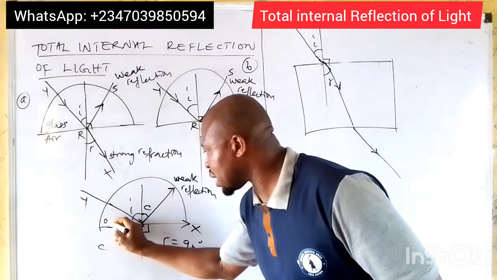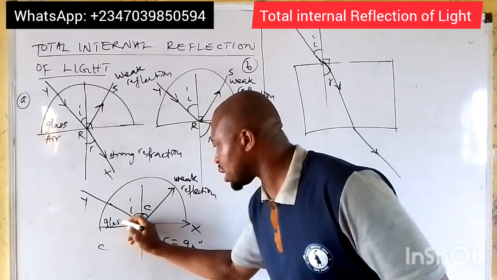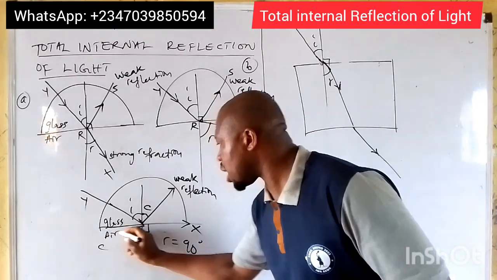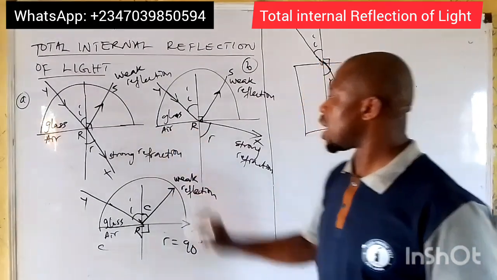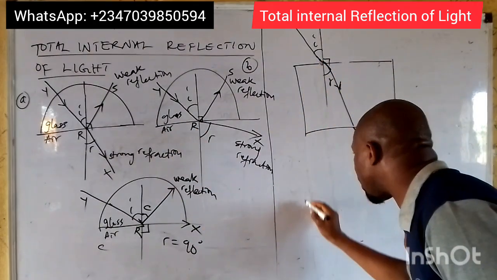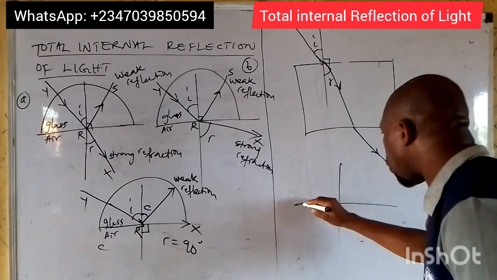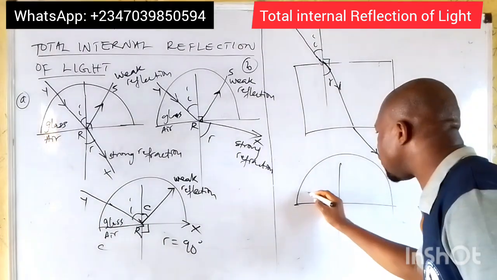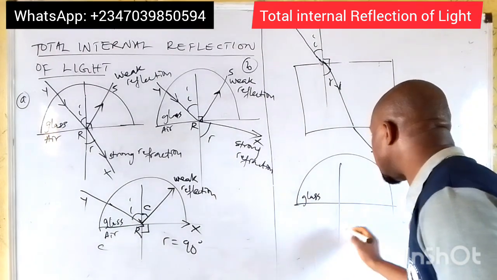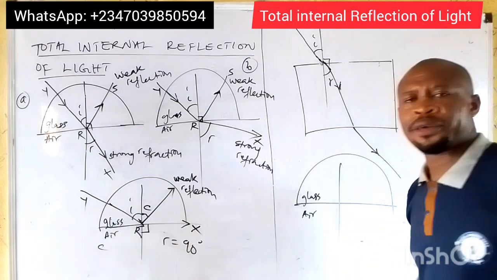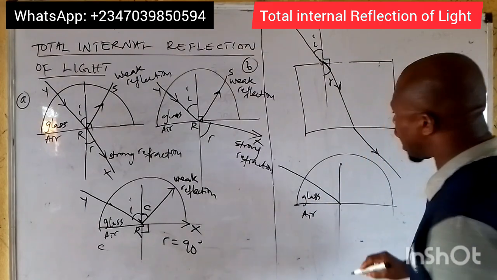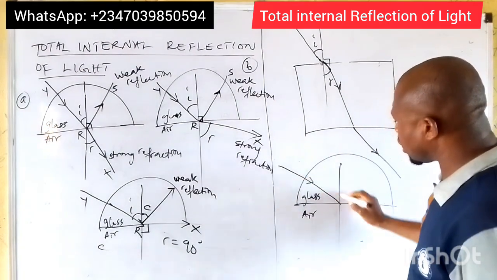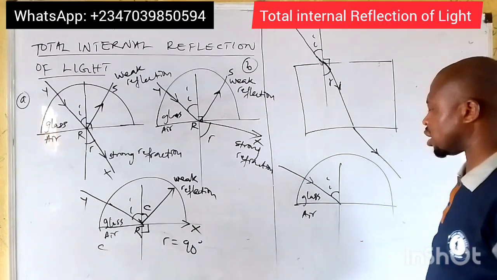Remember, this is the glass. This is glass here, and here is air. Here is also glass, and here is air. Now, as we have the next one here, where we have glass here and air here, if we further increase our angle of incidence, this is our angle of incidence.